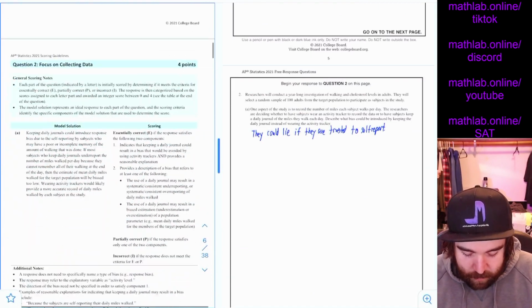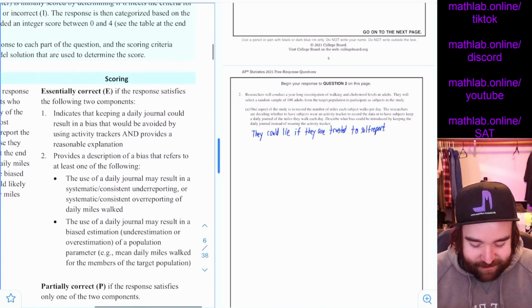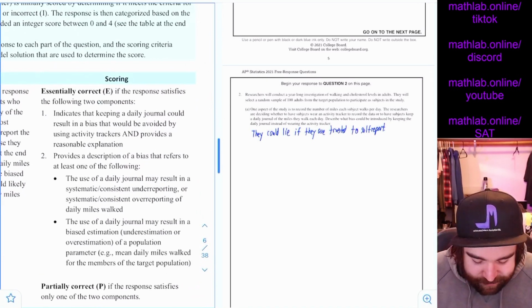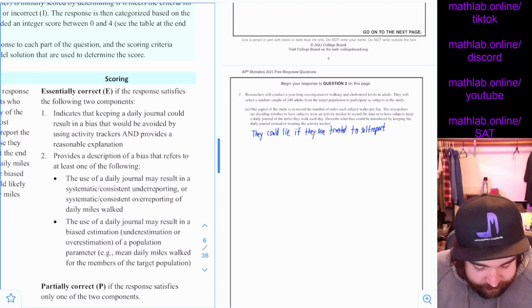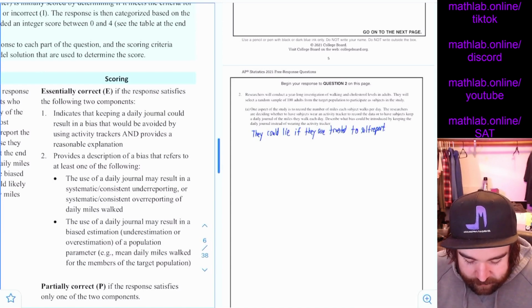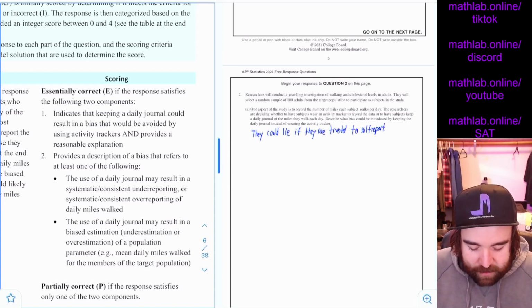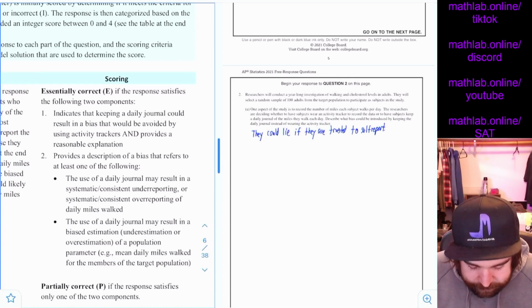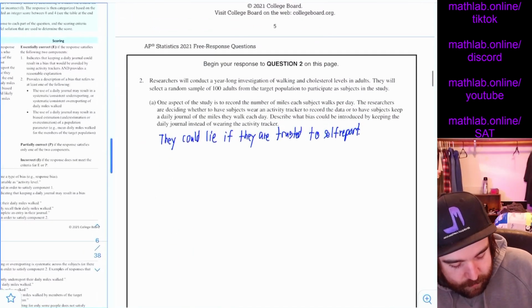Okay. Now, number 2, I was risky with this. Look how long there was. What did I need, though? Indicates that keeping a daily journal could result in bias that would be avoided by using activity trackers and provides a reasonable explanation. I said they could lie if they self-report. Provides a description of bias that refers to at least one of the following: the use of the daily journal may result in a systematic consistent underreporting or systematic consistent overreporting. Oh, so I needed to say that specifically. And something about a biased estimation. So I needed to say they could lie if they are trusted to self-report.